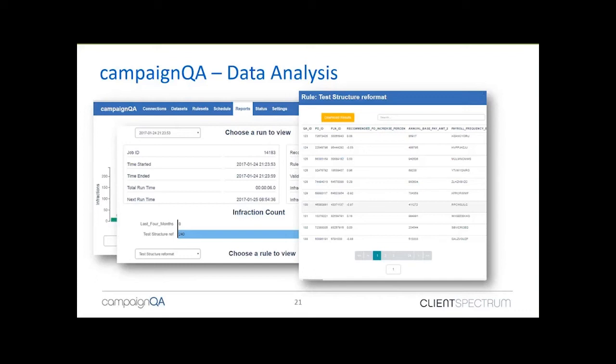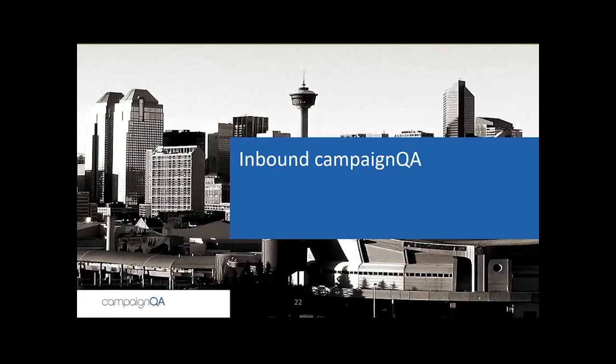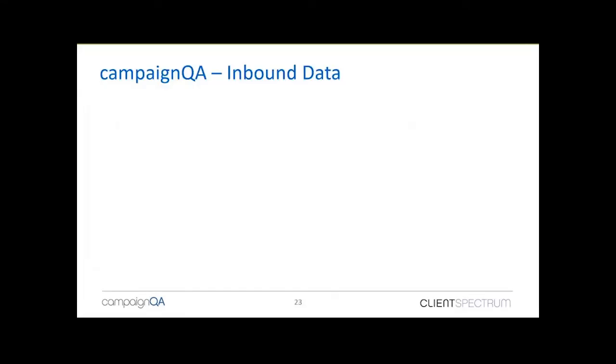But what about an inbound campaign? So again, we talked about how this is more of a monitoring problem, right? The goal here is to try and keep track of your data, see what's happening both on the inbound and output to your Interact tool, and then adjust your targeting and segmentation as needed. So let's go back into campaignQA here.